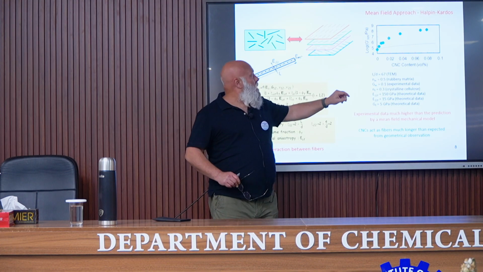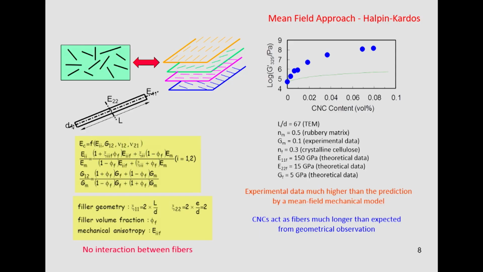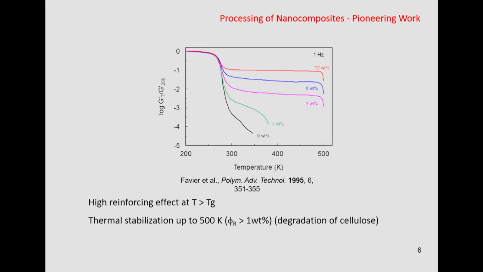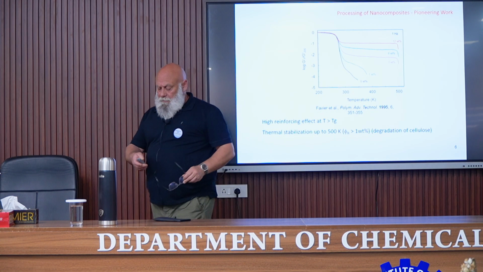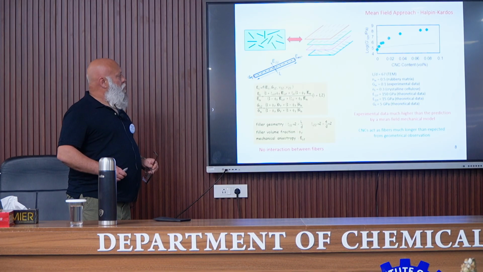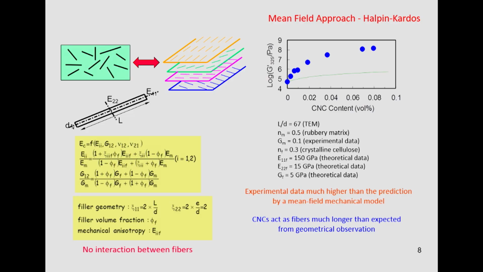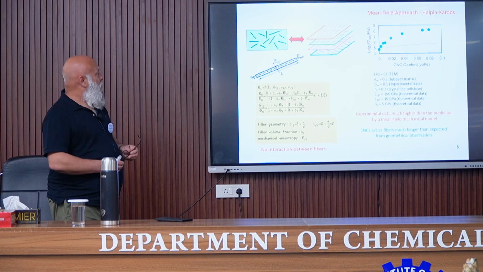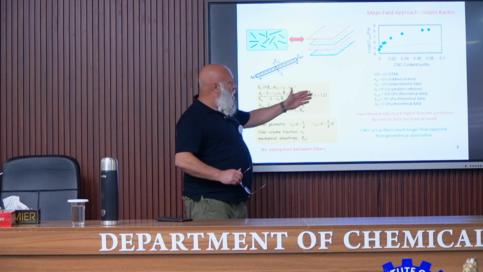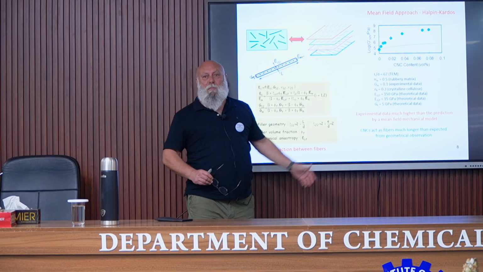This is the result. It represents the evolution of the modulus at 325 Kelvin, so 325 corresponds to the rubbery state, as a function of the cellulose nanocrystal content. In blue, the experimental data. In green, the prediction. You can see that the agreement is not so good, and it's difficult to change any of these parameters.